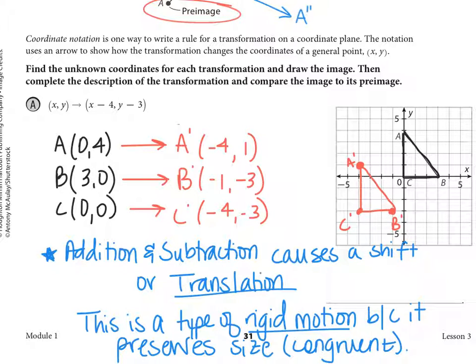This type of transformation, a translation, is a type of rigid motion. Rigid motion is something that preserves the size. Rigid means it's hard, it can't be moved, it can't be changed. So whatever you're doing is not changing the size. And another word that goes along with that is this concept of congruence. All right, so you just need to know addition and subtraction causes translations. That's an example of rigid motion, and thus congruence.